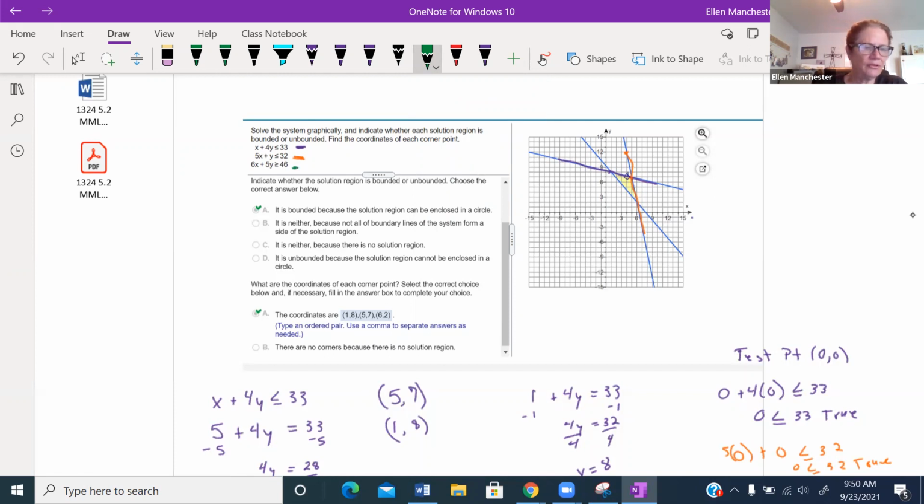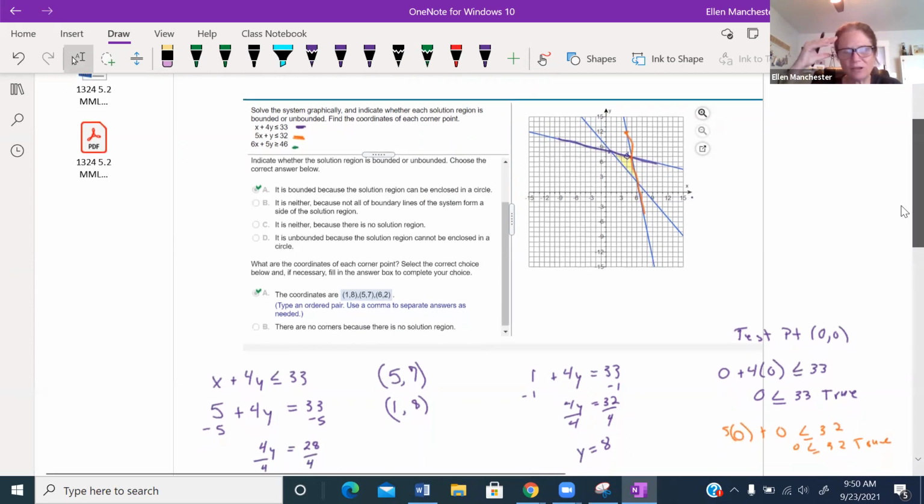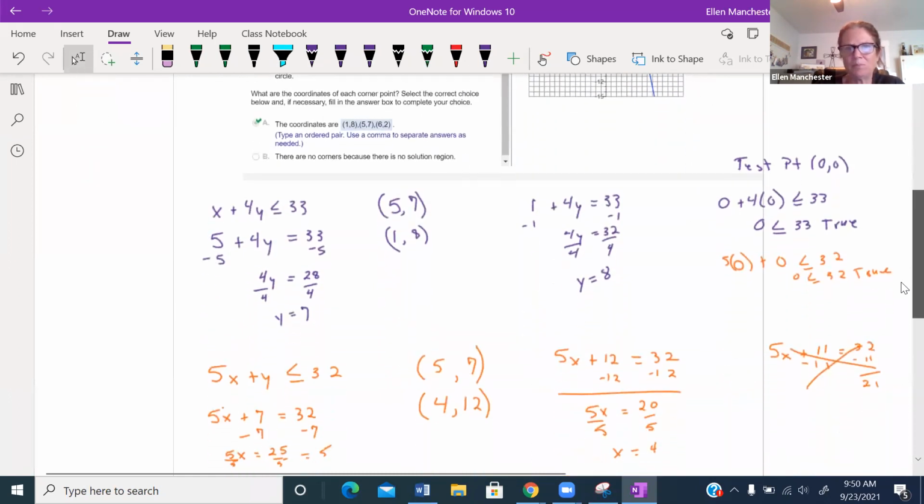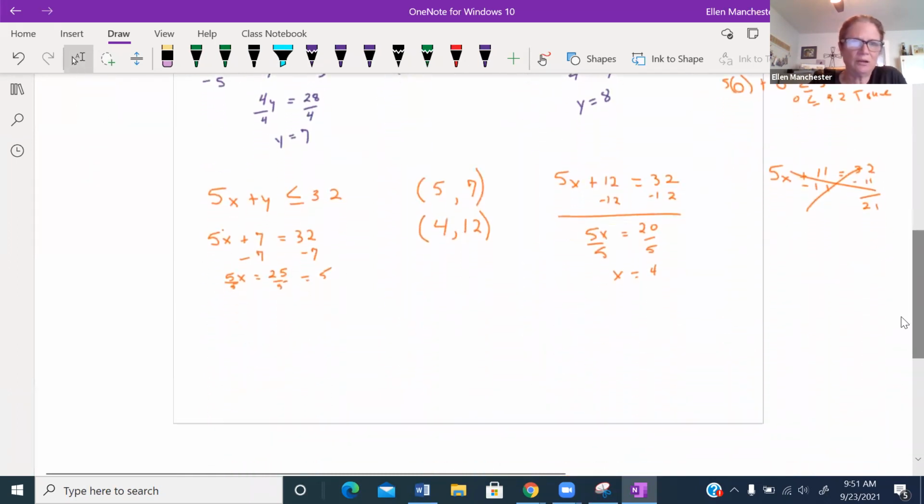So it's 6x plus 5y. Now notice the inequality symbol is switched. So it's greater than 46. Okay, greater than or equal to 46. Just make those little notations, notice them in your mind. They're small, but they make a big difference. All right, so here we go. So this is my green one. So it was 6x plus 5y is greater than or equal to 46.